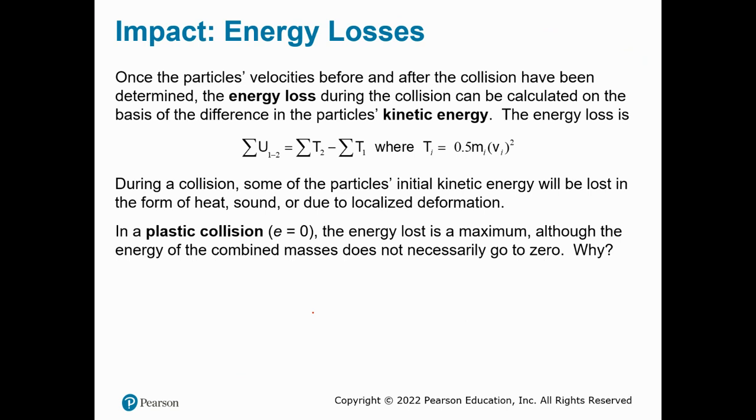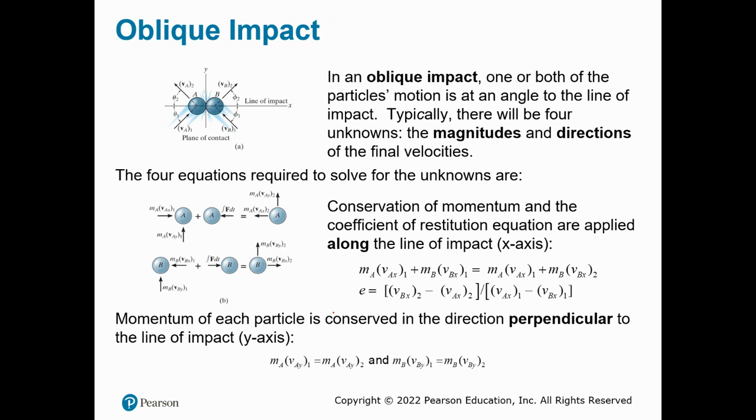Once the particle velocities before and after collision have been determined, the energy lost during the collision can be calculated on the basis of the difference of the particles' kinetic energy. So we put the kinetic energy before and after the collision together, and we can calculate the energy loss. During the collision, some of the particles' initial kinetic energy will be lost in the form of heat, sound, or due to localized deformation. In a plastic collision, E equals 0, the energy loss is a maximum, although the energy of the combined masses does not necessarily go to 0.